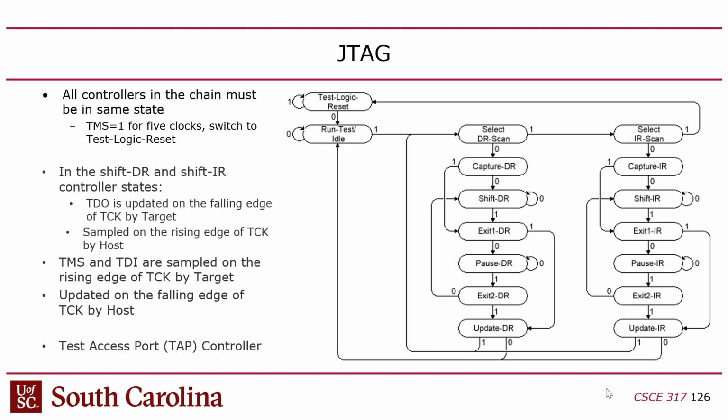Or if you set TMS to 1, you go into this select DR scan, at which point you can come down eventually to the shift data register or the shift IR register. And those are the two important ones. So what I'm trying to say is that as the master, if I want all of the devices in the JTAG chain to go into the shift DR register, the data register, I would clock in the following pattern of bits. I would put in 0, then 1, then 0, 0, and I would keep it at 0 for as long as I wanted to stay in there, at which point I would switch TMS to 1 and clock it, and then I go into this exit state.